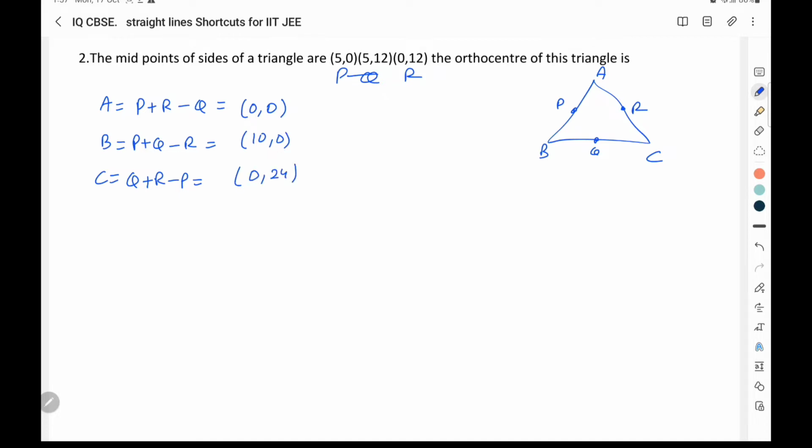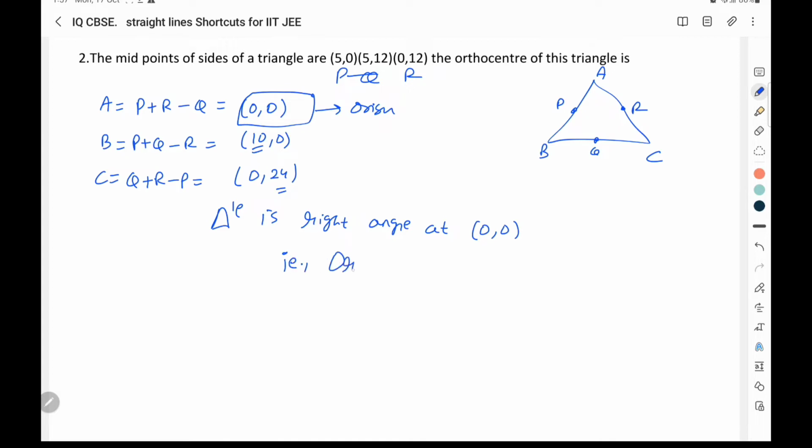So the triangle is now known. I got one vertex as the origin, that is, the triangle is right angled at (0, 0), because here this is the x coordinate, this is the y coordinate and one point is the origin. So I can say the triangle is right angled at the origin. Therefore the orthocenter is nothing but the origin itself. Okay, next.